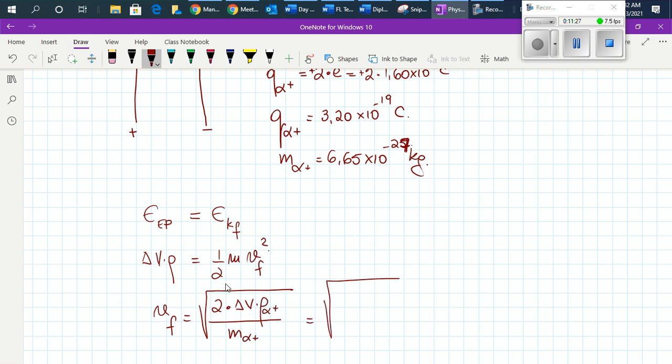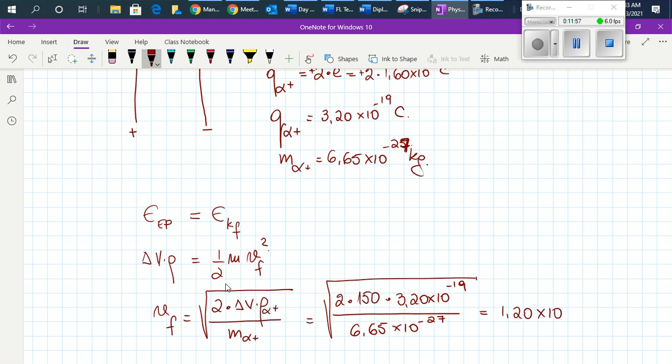So if we replace what we have here, 2 times 150 times 3.20 times 10 to the power of negative 19 over 6.65 times 10 to the power of negative 27 kilograms. And then if you enter this in your calculator, you will see that it is 1.20 times 10 to the power of 5 meters per second.